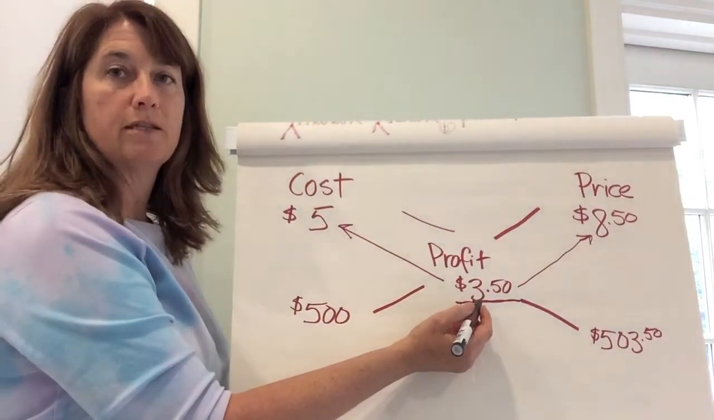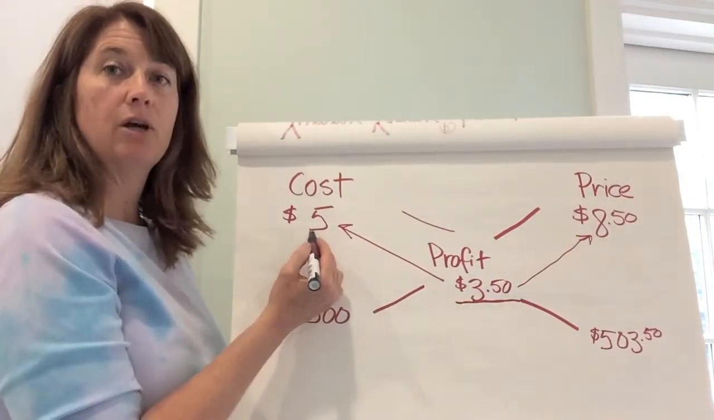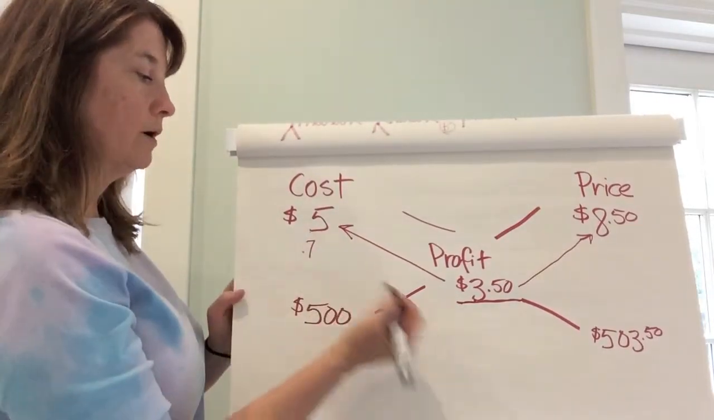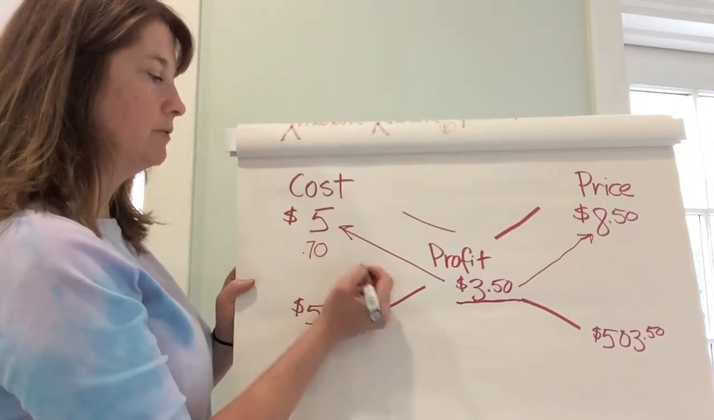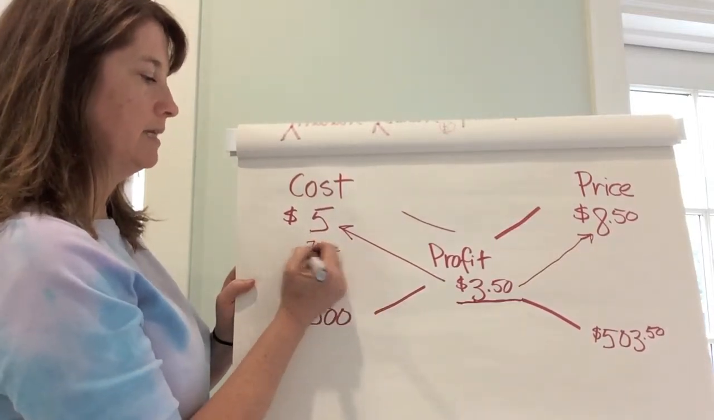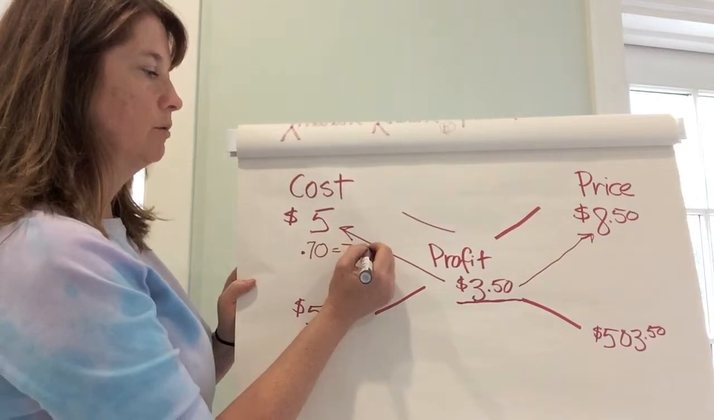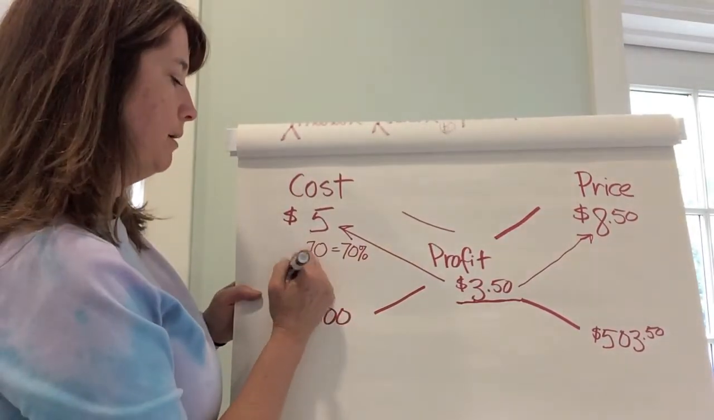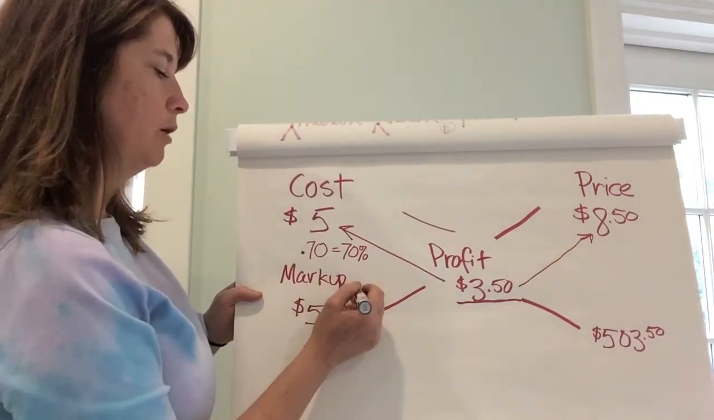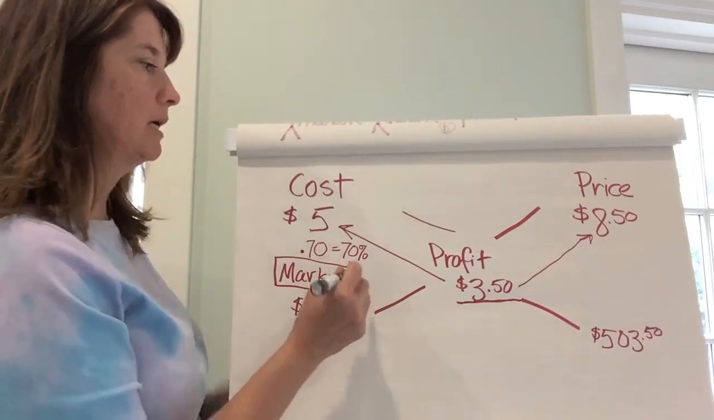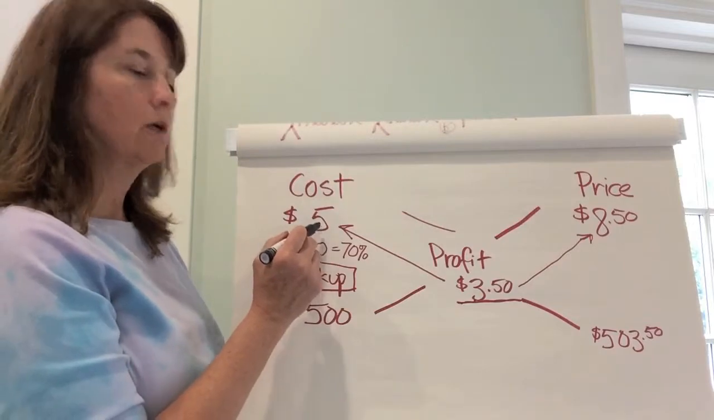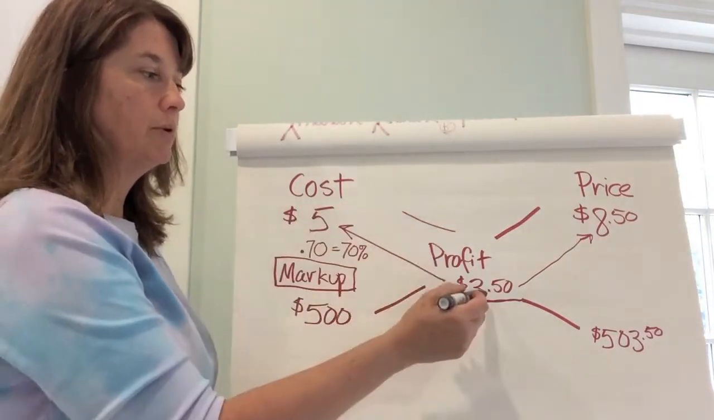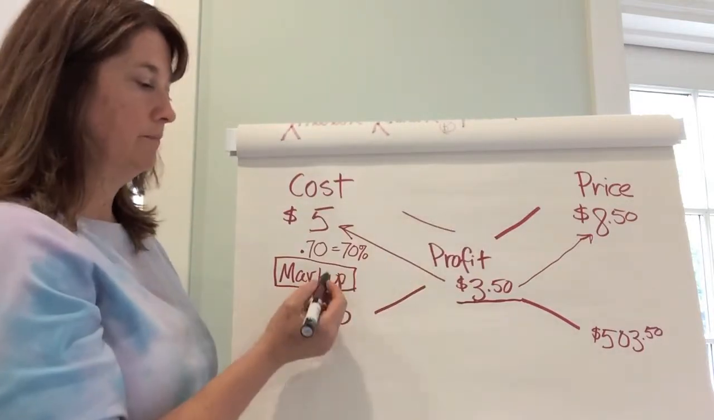So if you express $3.50 as a percentage of 5, you get 0.7. Or that's the same as 0.70, which is the same as 70%. That is called a markup. It might help you to remember this because you're marking up from your cost, which is what Judy paid for it, marking it up to the cost that it's selling for.